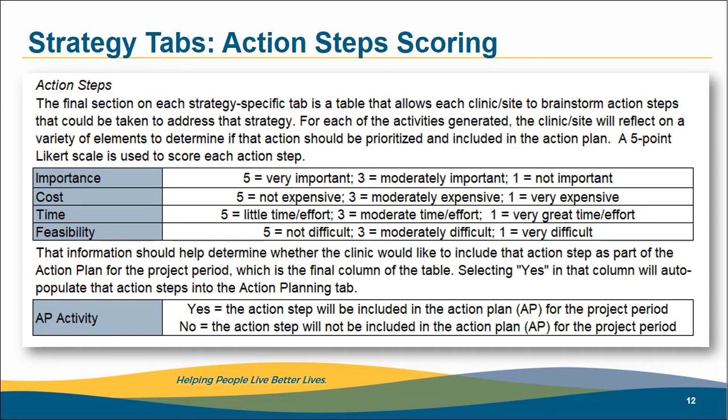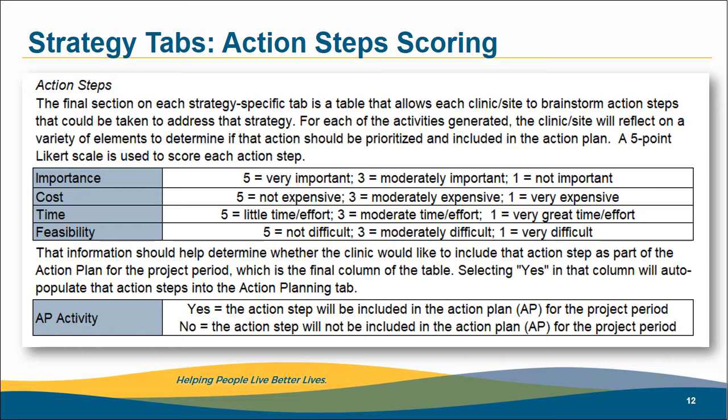The third component is time, and I think the biggest factor there will be staff time. So a 5 would indicate that it doesn't take a lot of time or effort for your staff to be able to implement, whereas a 1 would indicate that it's very, very time intensive or takes a lot of effort within your organization.